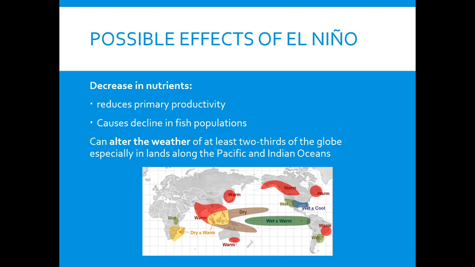So some of the possible effects you can see are decreases in nutrients, which can reduce the primary productivity, typically a decline in populations of fish. It can also alter the weather. At least 2/3 of the globe actually can be affected by this, but especially in lands that are along the Pacific and Indian Oceans. So typically you get a more wet year because the water is warmer in the ocean. And I always remember growing up in Las Vegas, an El Nino year meant we got a lot more rain.